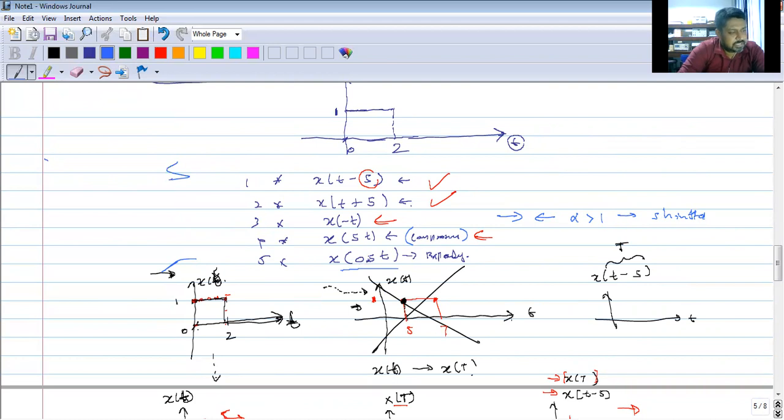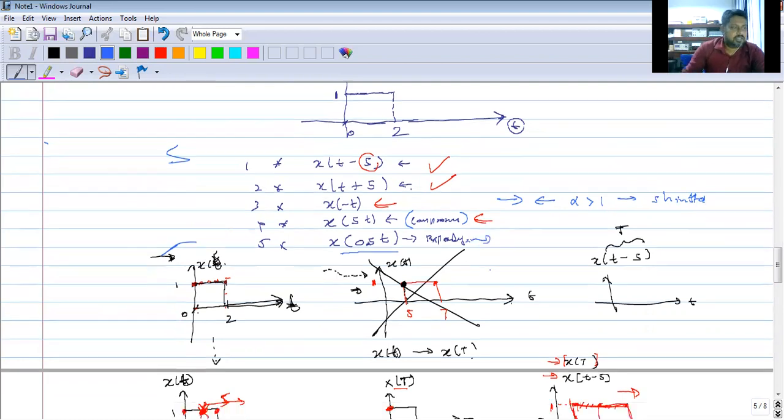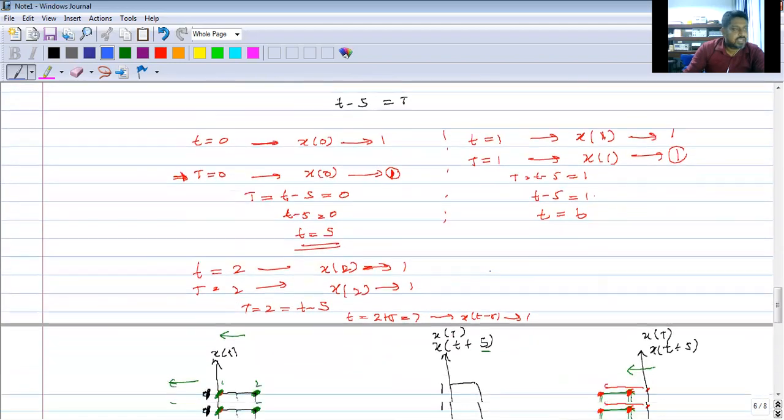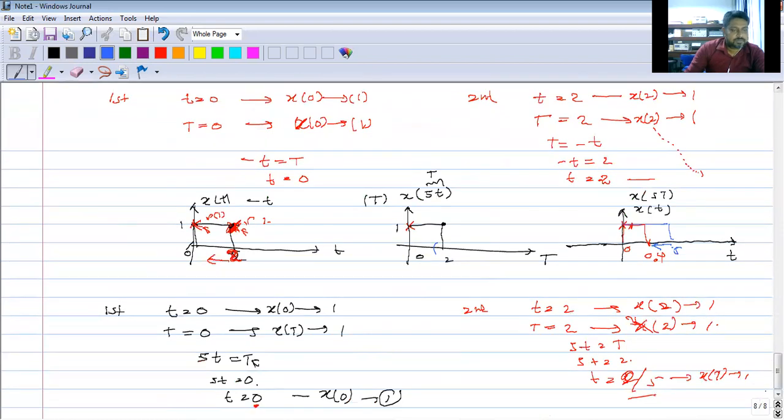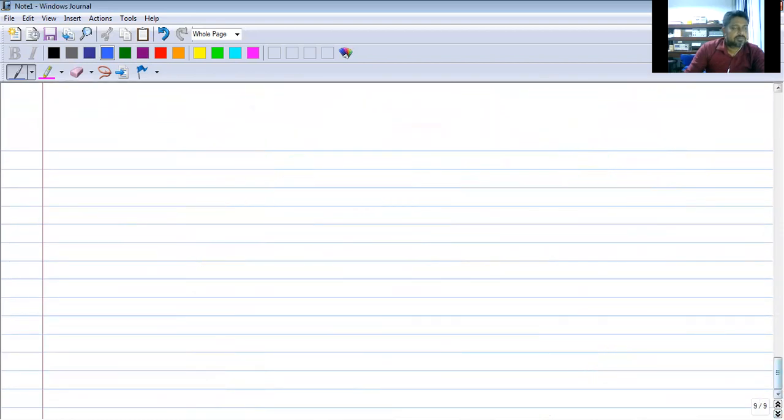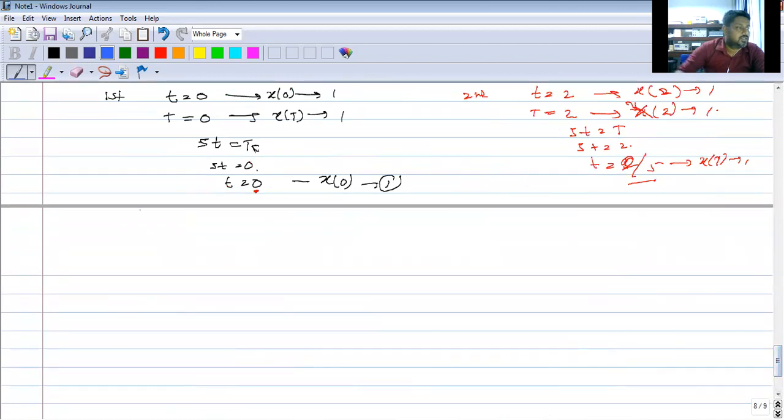This x is equal to 0.5t. Okay, so what happened? Normally it should be an expansion, no? It should be expansion. Okay, so let's see if we can see expansion there. So this is our final case, x(0.5t), we have to draw this signal.